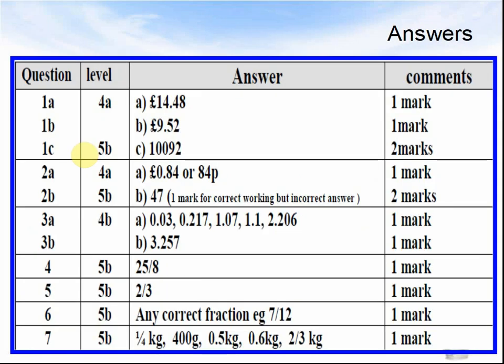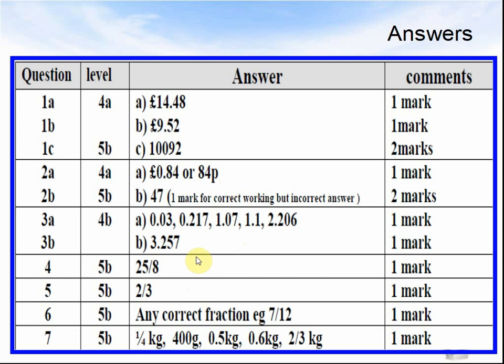Question 1A. 1448. 1B. 952. 1C. 10,092. 2A. 0.84 or 84 pence. 2B. 47. 3A. 0.3, 0.217, 1.07, 1.1, 2.206. 3B. 3.257.